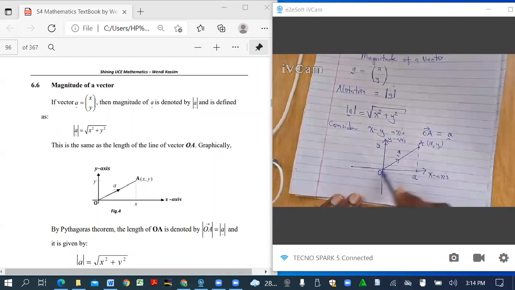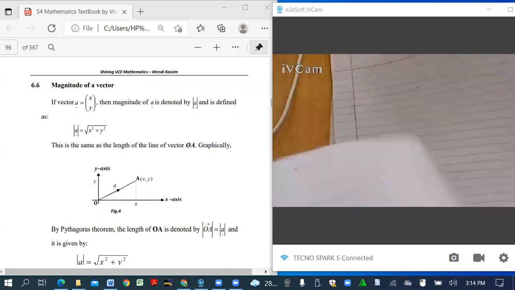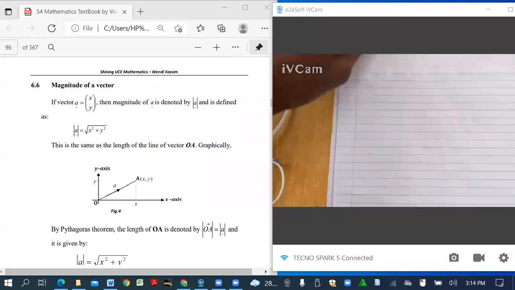What figure are you seeing here? A triangle. Is it a right angle triangle? Yes, a right triangle. So if I want to find the magnitude of this vector, I use what we call Pythagoras theorem.